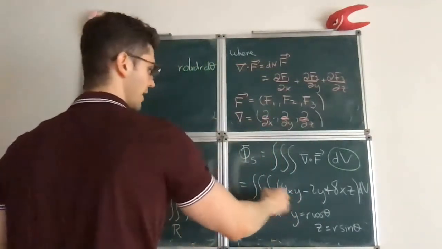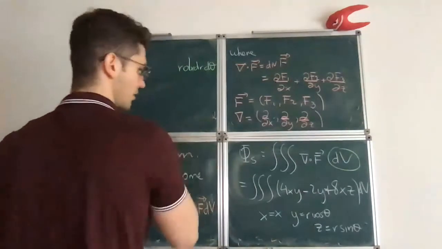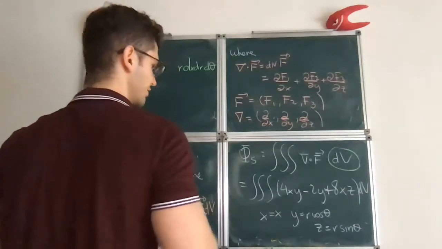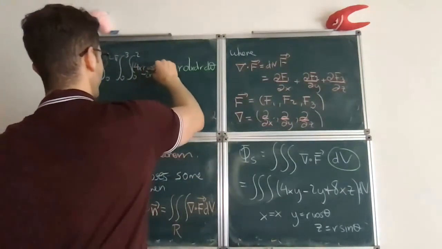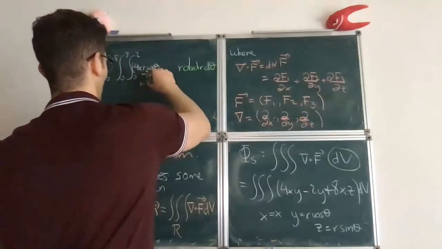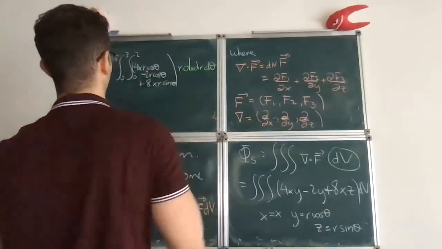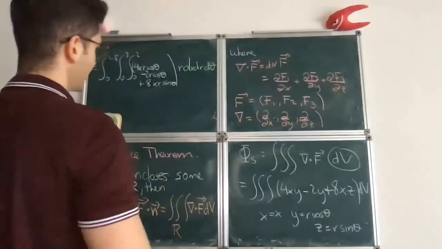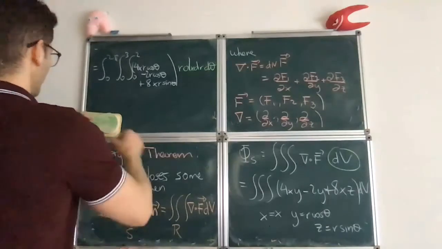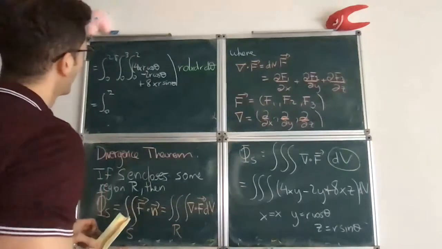So now what you need to do is just replace this in terms of the cylindrical versions. So this becomes 4x r cosine of theta minus 2r cosine of theta plus 8x r sine of theta. And all of this is being integrated times r dx dr d theta. So if you integrate first the things with x, you get the integral from 0 to 2 pi. Well, okay.